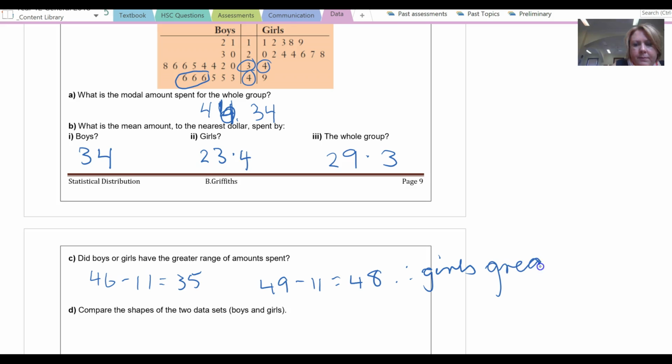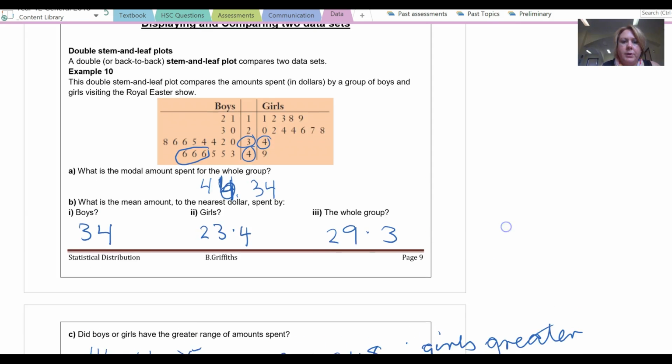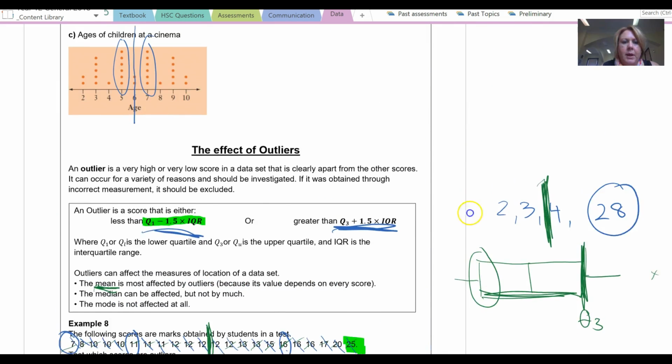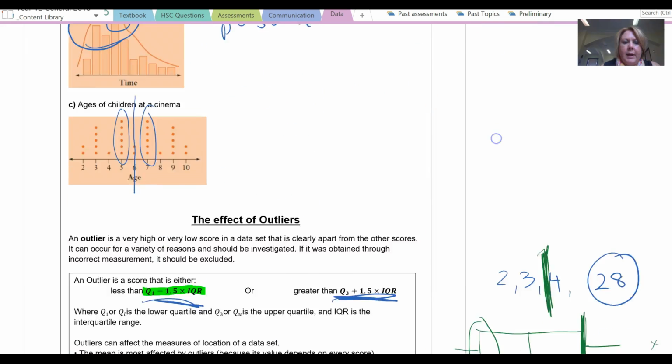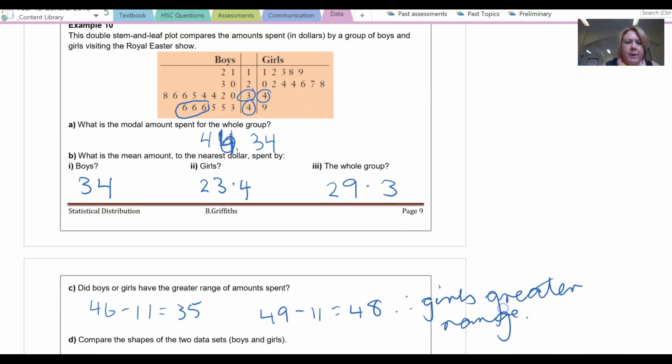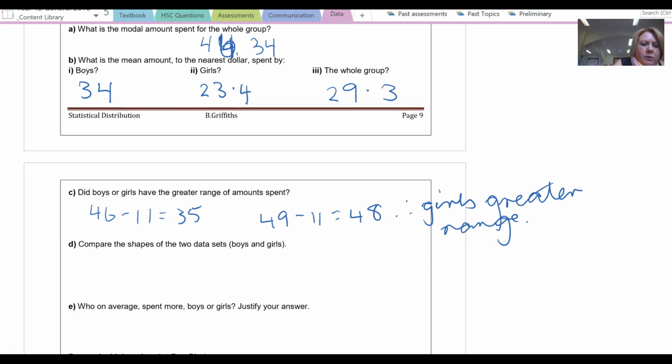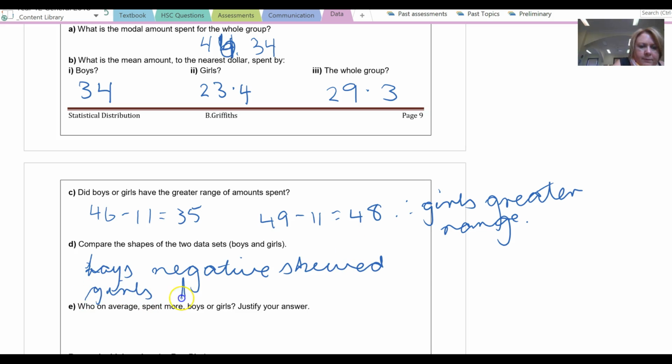Compare the shape. One is positive, one is negative. I always have to look at my notes. I have never remembered them. So if I go back to my notes, negative is when it's all clumped towards the bigger side. So the boys is negative skewed and the girls is positive skewed.